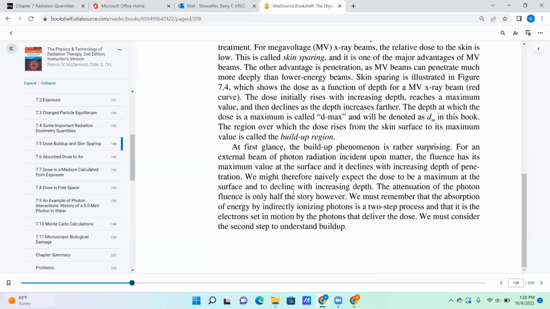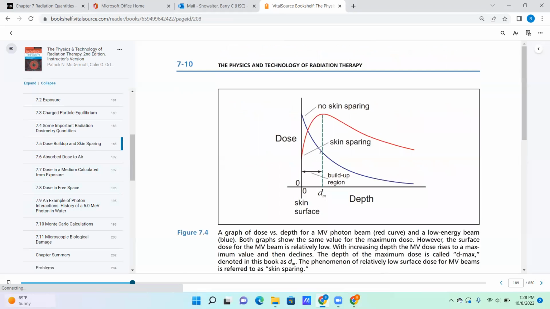The attenuation of the photon fluence is only half of the story. We've got to remember that the absorption of the energy by indirectly ionizing photons is a two-step process, and that the electrons set in motion by the photons deliver the dose. You have to consider that second step in order to be able to conceptualize why this is going on.